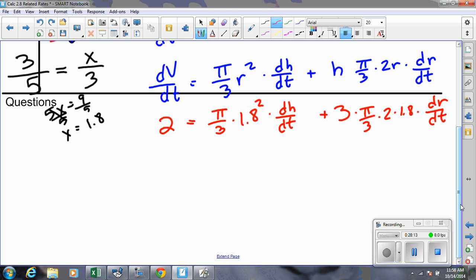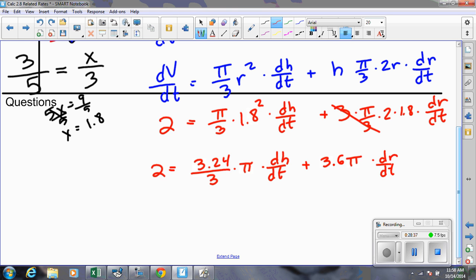1.8 squared is 3.24. So we would have 2 equals 3.24 over 3 times pi dh dt. 3 over 3 cancels. So we'd have plus 3.6 pi dr dt. And I'm going to note 3.24 divided by 3 is just 1.08. And so here we go.